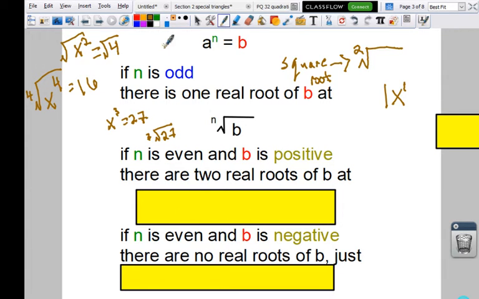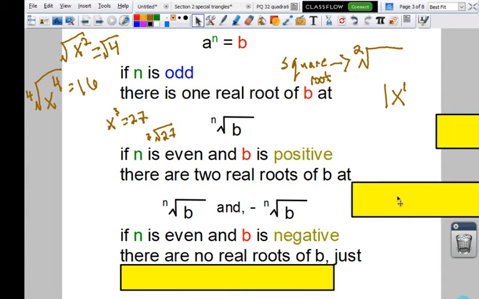Now, this is where it gets a little weird. So, if n, my exponent, is even, and b, this answer over here, is positive, then we're actually going to have 2 answers. One is going to be the nth root of b, and the other one is going to be the negative nth root of b.